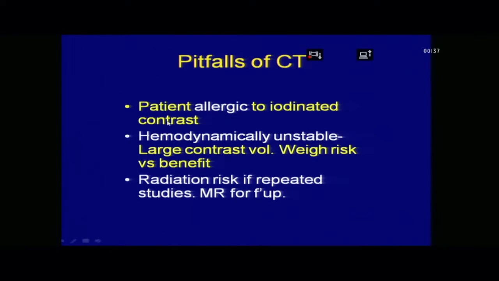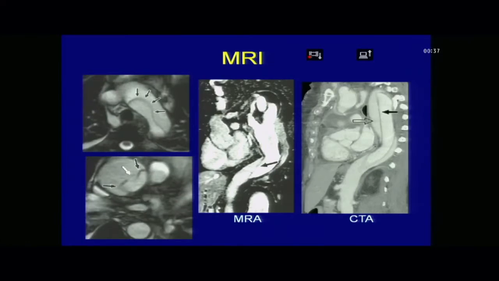So you do not do a CT if the patient is allergic to iodinated contrast, or if the patient is severely hemodynamically unstable, unless you think that the risk is definitely worth taking. Radiation risk should always be kept in mind, and repeated studies should be done by MR only. On MR, you get similar images. These are white blood sequences. You can see the flap. Again, you can see the break in the entry tear and the flap, true lumen, false lumen.